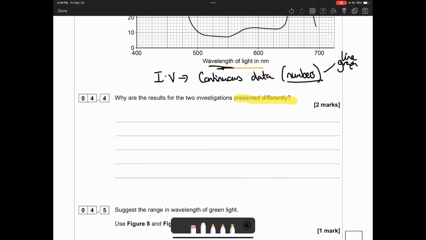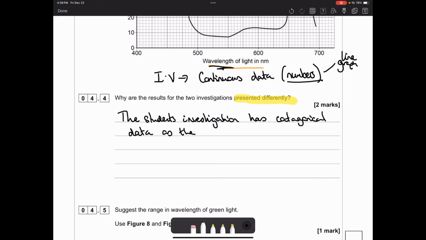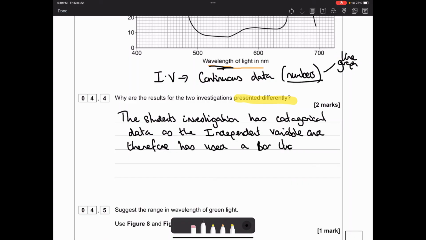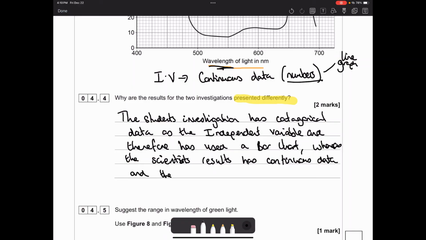So if I had to summarise this into an answer, I would say the student's investigation has categorical data as the independent variable, and therefore has used a bar chart, whereas the scientist's results has continuous data, and therefore uses a line graph.